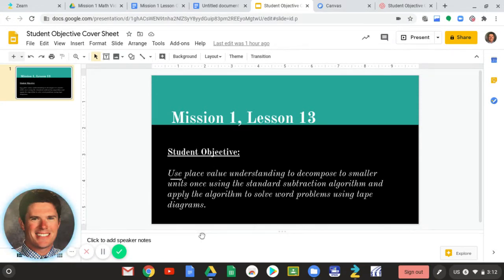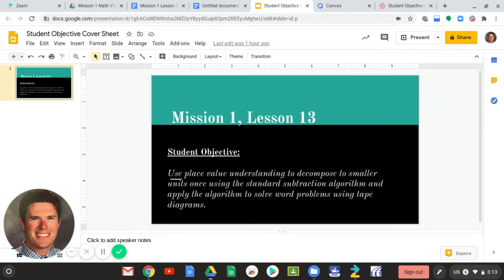Our student objective for this lesson is let's use place value understanding to decompose to smaller units once using the standard subtraction algorithm and apply the algorithm to solve word problems using tape diagrams. And I know right now you read that, you hear me say that, and you're thinking, oh, what? What does that mean? That's a bunch of mumbo jumbo. And you're right, it does sound like that, but let me give it to you a little straighter, a little easier.